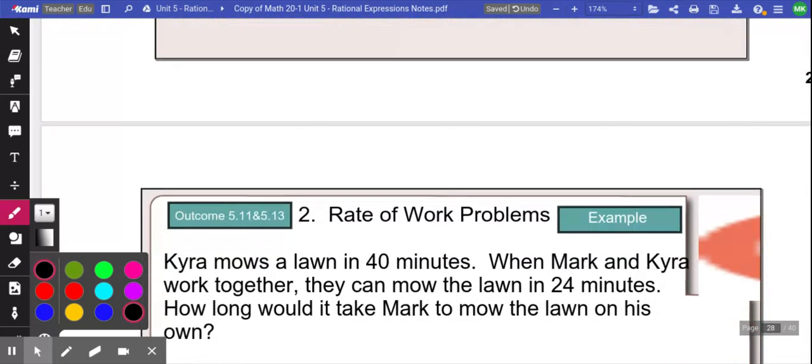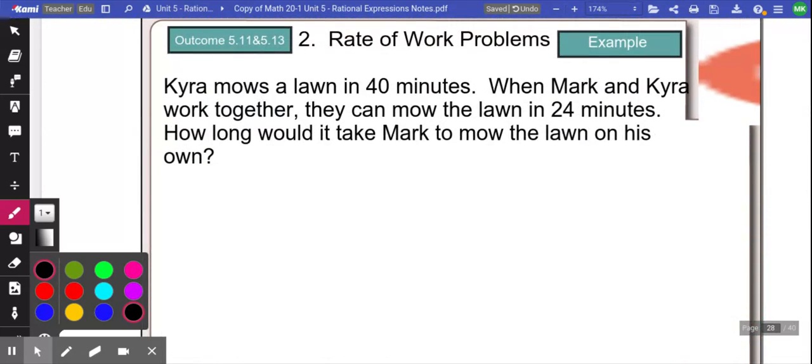All right, those are our motion problems. The next type of problem we're going to do is a work problem. The work problems can be anything. So this one is mowing the lawn. I've seen work problems that are like serving dinner, vacuuming, cleaning houses, all kinds of things.